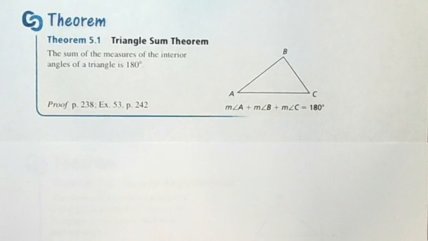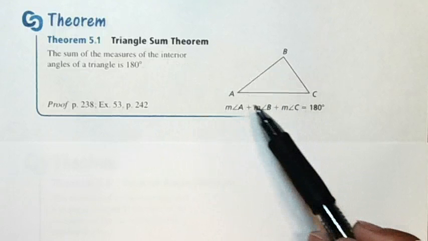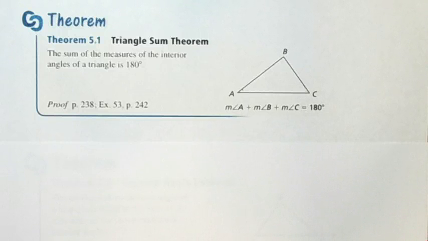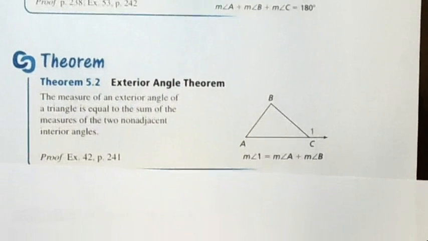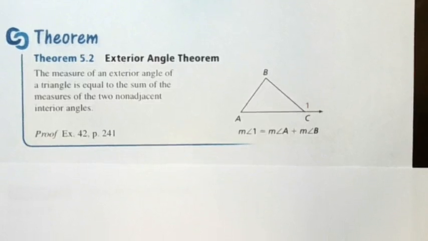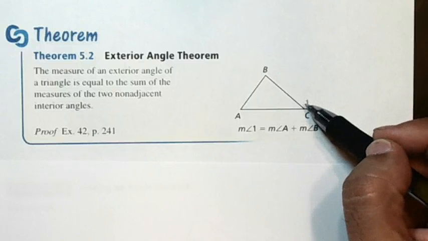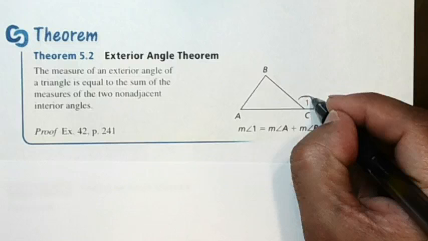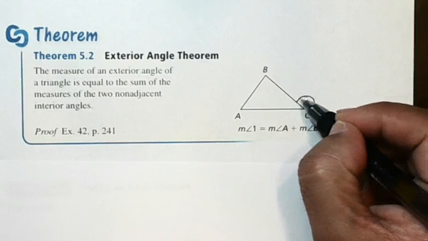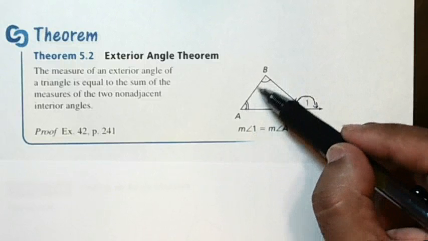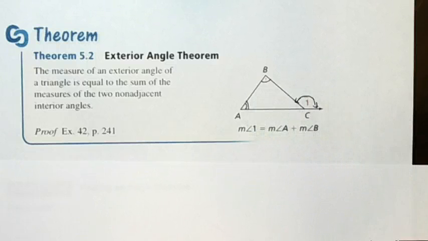The first one you should be familiar with. This just says that the angles inside a triangle, if we add them up, angle A, angle B, and angle C, we're always going to get 180 degrees. It doesn't matter what the triangle looks like. All the angles inside a triangle always add up to 180 degrees. The one that might be new to you is what's called the exterior angle theorem. What that says is that this exterior angle 1 is equal to the sum of angle A and angle B, these two angles right here. So these two angles add up to this one exterior angle.